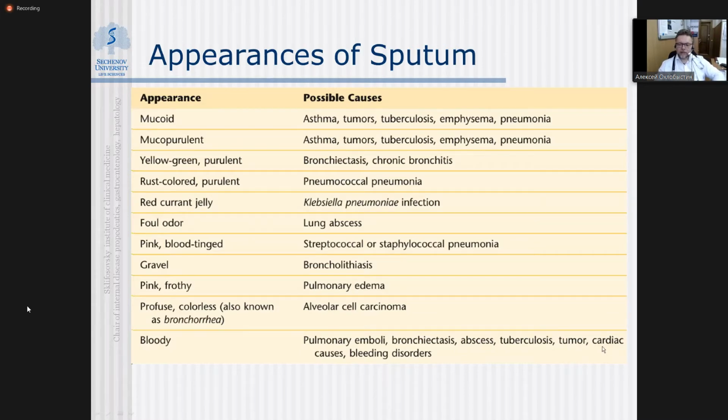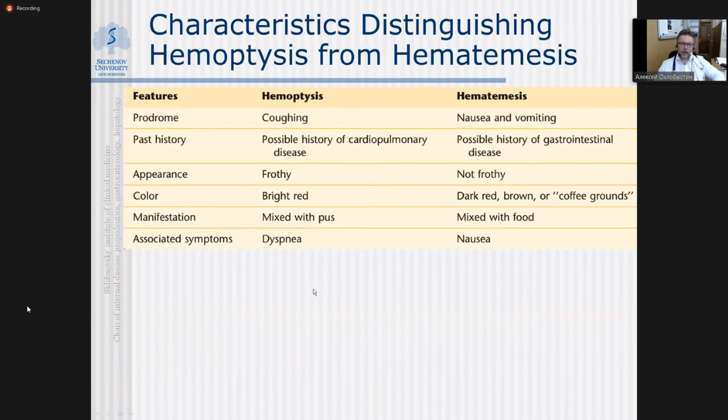It may be seen sometimes in cardiac causes. Let's say it may be mitral valvular heart disease. Sometimes it may be seen in patients with bleeding disorders. So the patient will have absolutely normal lungs, normal heart, but just a problem in blood coagulation.